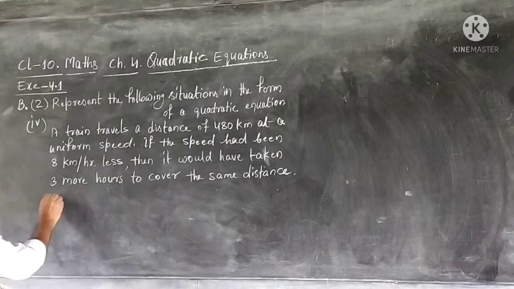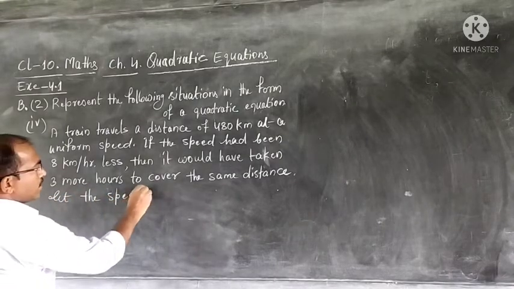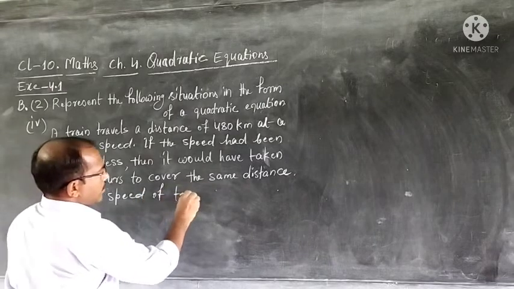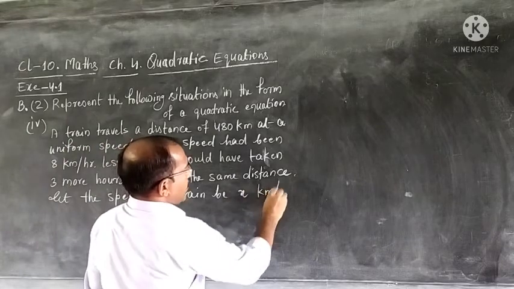So, we start with that. Let the speed of the train be x kilometer per hour.